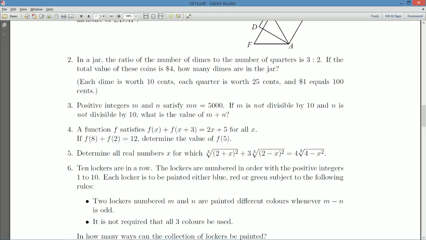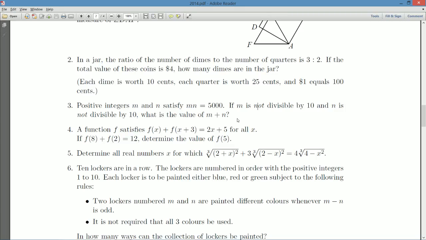If m is not divisible by 10 and n is not divisible by 10, then what is the value of m plus n? So the way the question is worded, right away it jumps out to us, what is the value? We should just be getting one final answer. So as we work this out, we shouldn't get possibilities. We should just get a single value. So m and n should basically be determined, or at least their value should be unique. So we could have m and n be something, and we could just switch that around and say, well, n is equal to m, that sort of stuff.